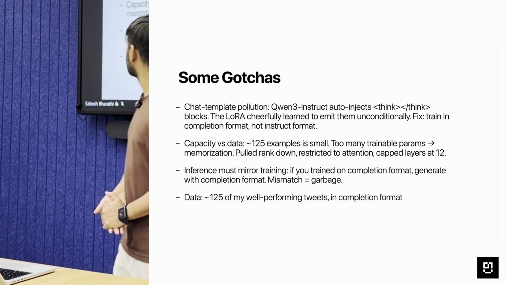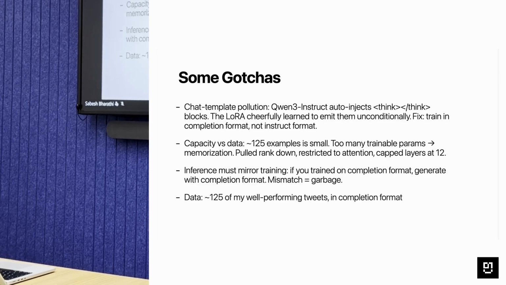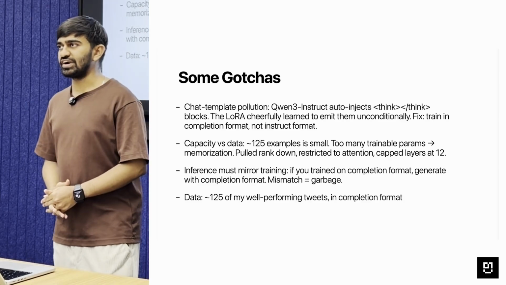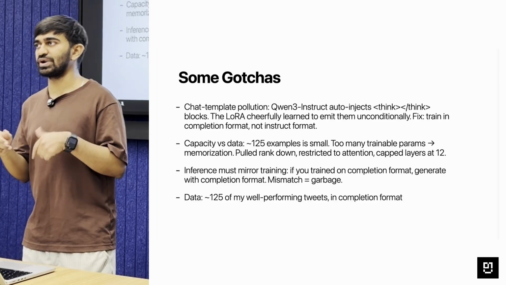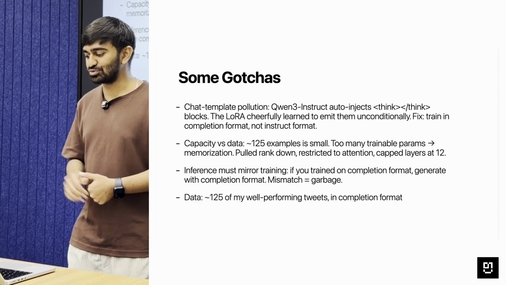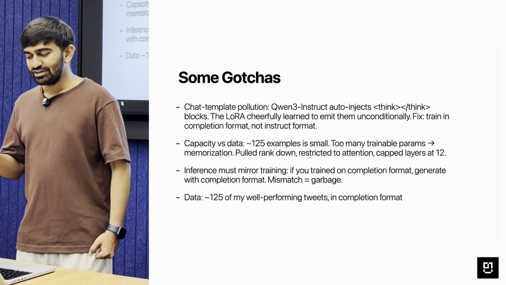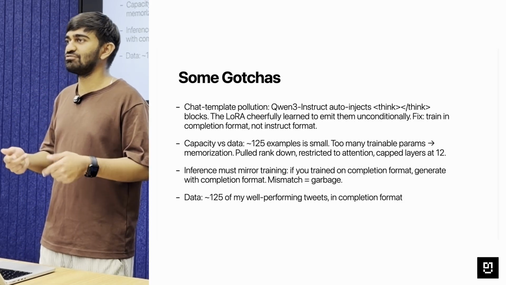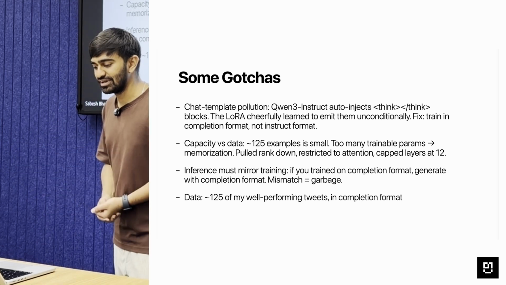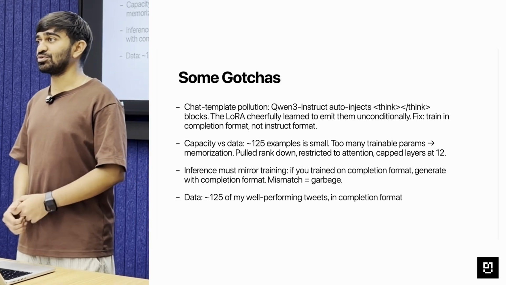There were some gotchas, obviously. There was some pollution in the chat template because I used an instruct model. The model itself started spitting out think tokens without actually thinking anything. So this happened, and the LoRA was like, fine, I will also do think. Every time I inferred, there was a thinking token which I had to strip out in post-processing. The real caveat here was the data.